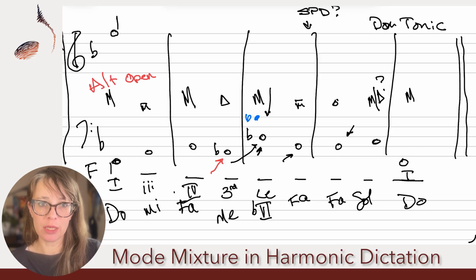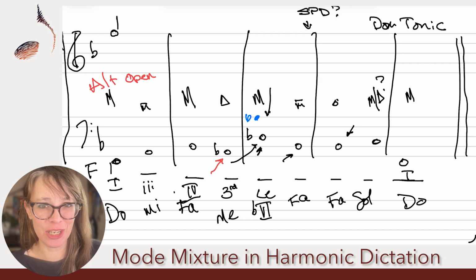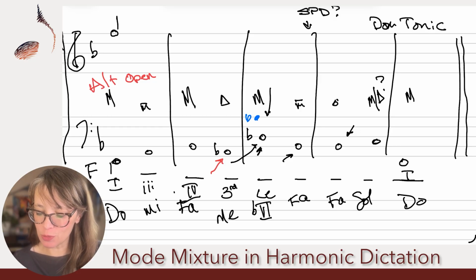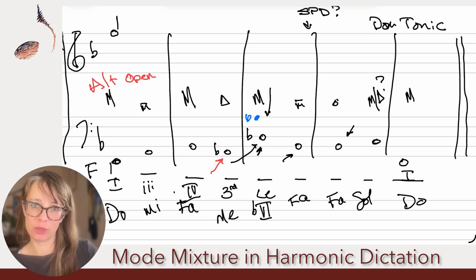Let's do the soprano. Okay, so 2 listens for the soprano. I'm not going to give you any more hints. It starts on do. And keep in mind, when mode mixture starts in the bass, you're going to want the pitches to match in the soprano. Okay, so if there's chromatic pitches in the bass.